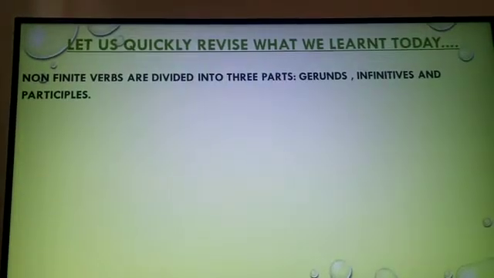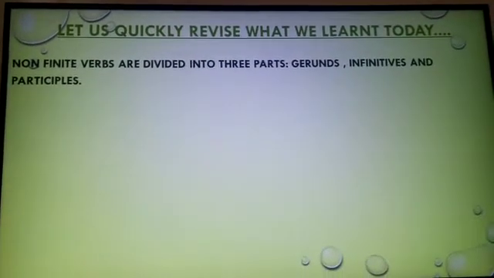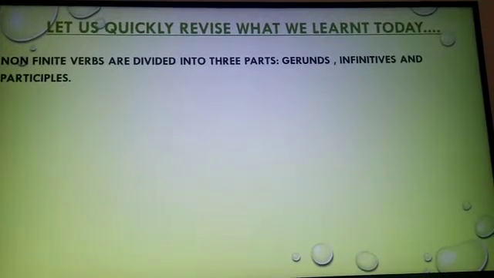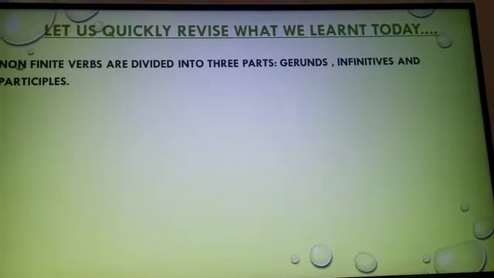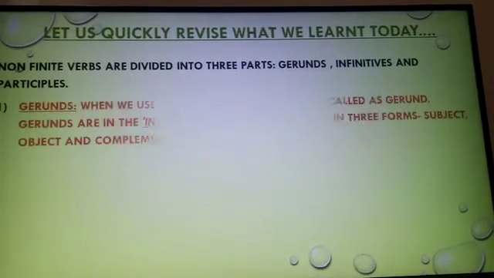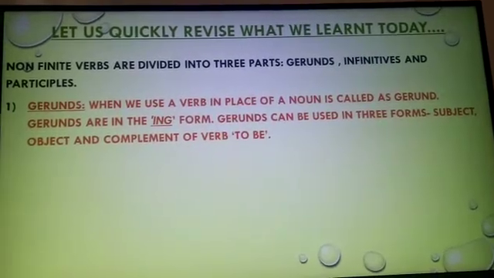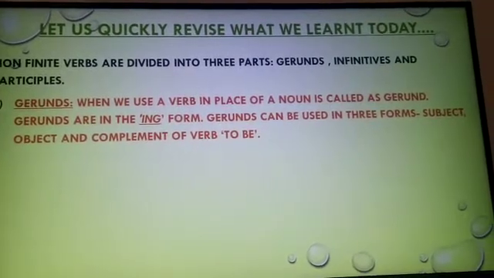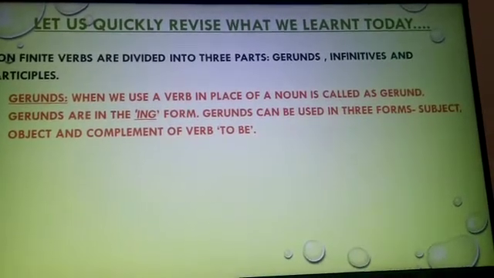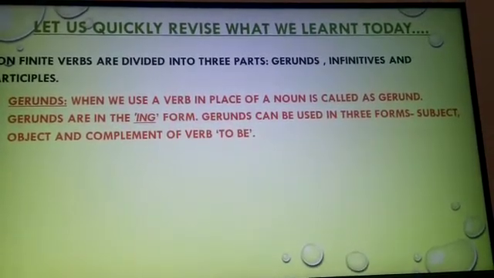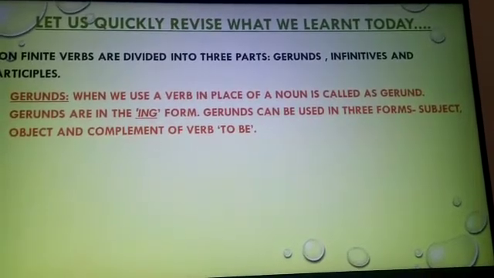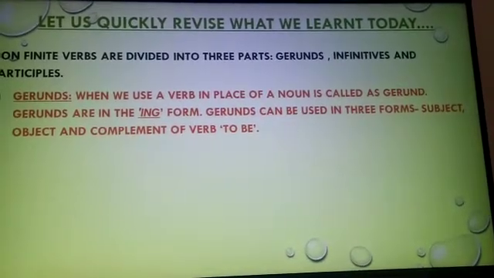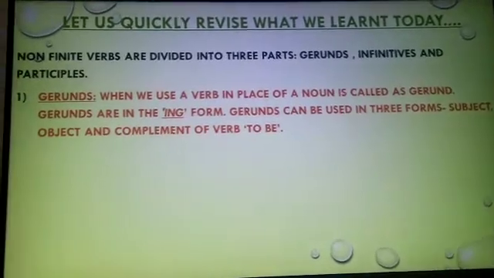So students, let us revise quickly what we had learned today. First, we started with non-finite verbs, which are divided into three parts: gerunds, infinitives, and participles. Gerunds: whenever a verb is in the ing form and is acting as a noun, it is called a gerund. We saw the examples, that is a gerund acting as a subject, object, and complement of the verb to be.